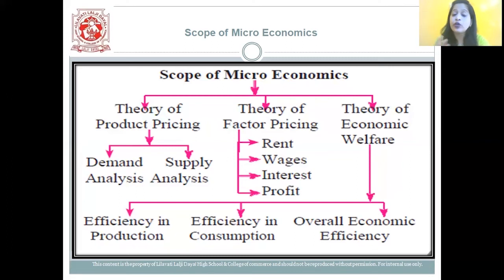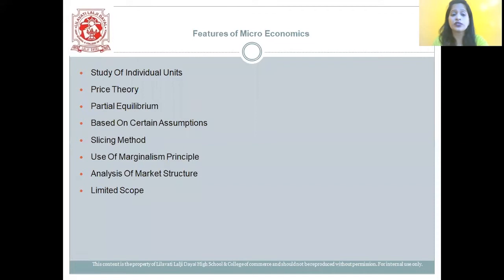So basically, students, microeconomics studies the 3 basic theories. First, product pricing, which is based on demand and supply. Second, factor pricing, which tells you about the pricing of the 4 pointers that are there. And third, it studies the theory of economic welfare. Let us now move on to the first important answer of this chapter, that is features of microeconomics.